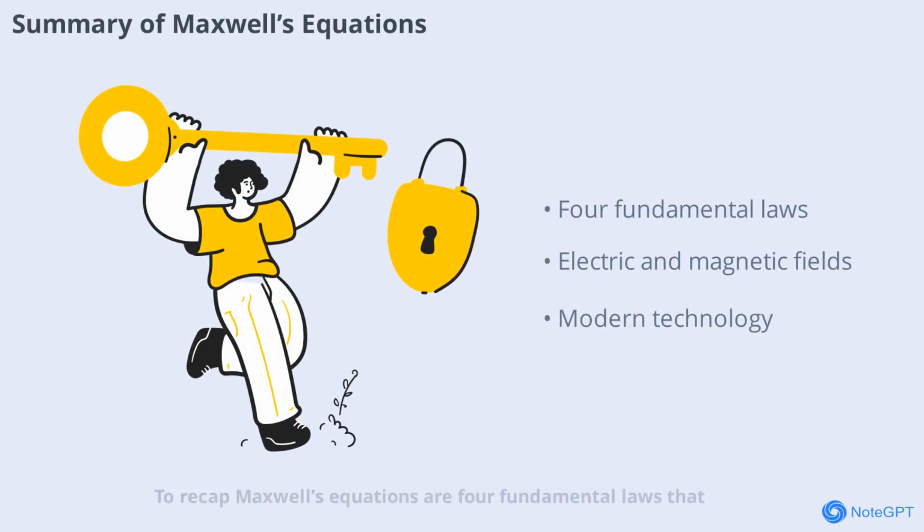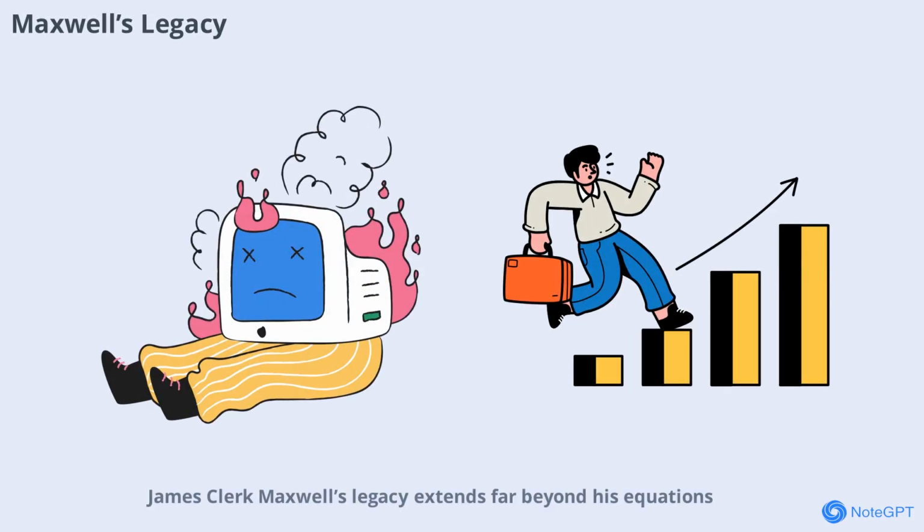To recap, Maxwell's equations are four fundamental laws that describe how electric and magnetic fields interact. They explain the behavior of light, the operation of countless devices, and the structure of the universe itself. Understanding these equations gives us insight into the forces that shape our world and the technologies that define modern life. James Clerk Maxwell's legacy extends far beyond his equations. His work transformed physics, inspired generations of scientists, and continues to shape the world we live in.